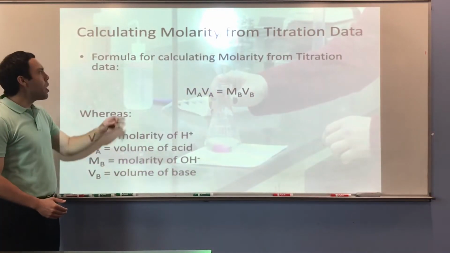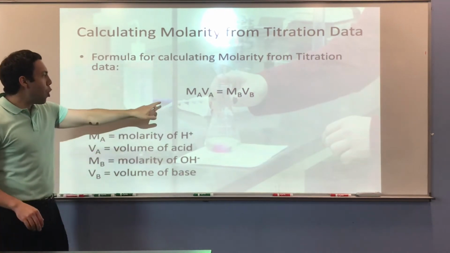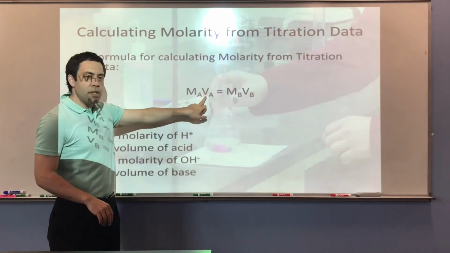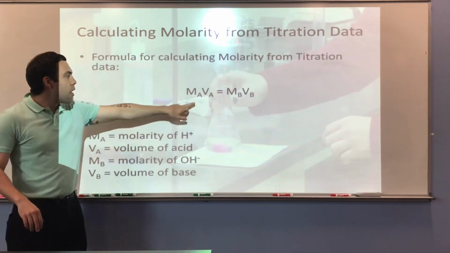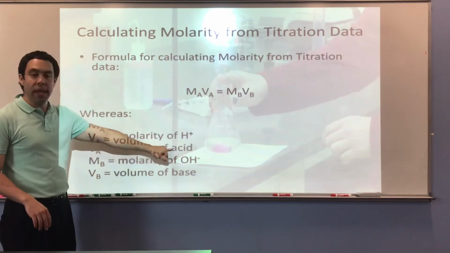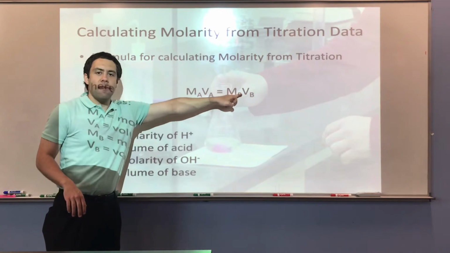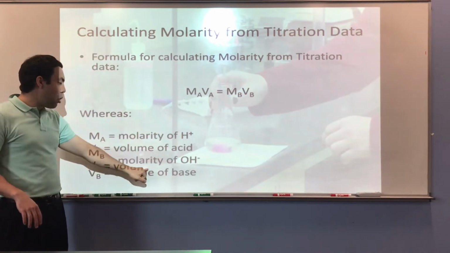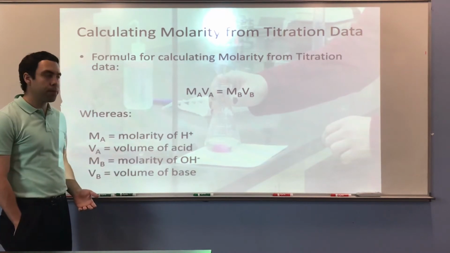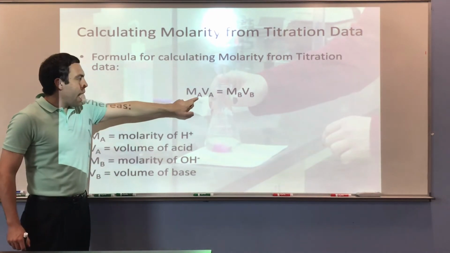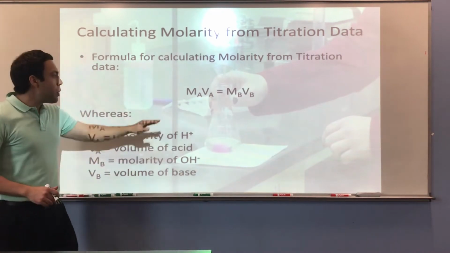Here's the formula for calculating molarity from the titration data. The formula is Ma times Va, where Ma is the molarity of the acid, Va is the volume of the acid, equals Mb times Vb. Mb is the molarity of the base, and Vb is the volume of the base. So altogether, Ma times Va equals Mb times Vb.